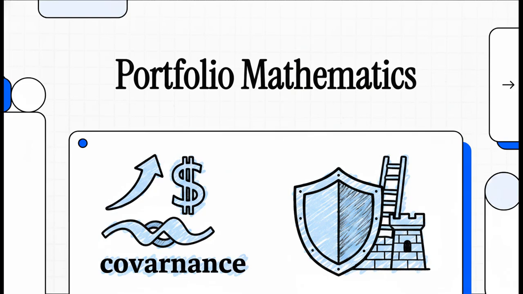Welcome to The Explainer. Today, we're diving deep into the mathematical building blocks that professionals actually use to construct resilient, survival-focused portfolios. We're going to take a comprehensive look at the real mechanics behind expected returns, covariance, and honestly, one of the absolutely most powerful risk management tools out there, Roy's Safety First criterion.